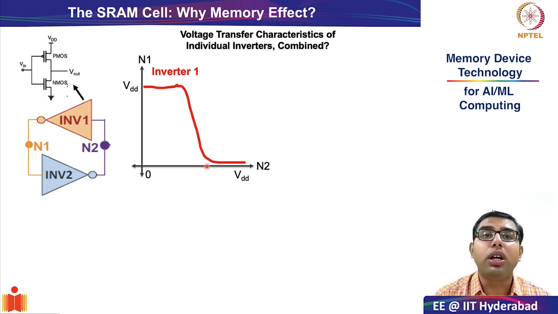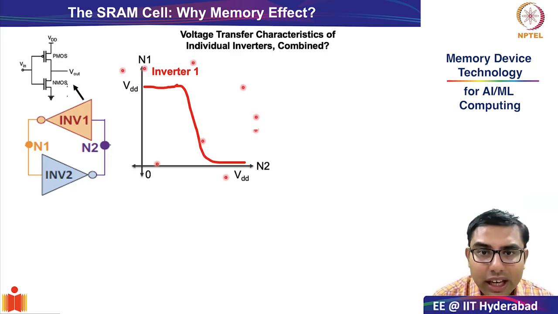The gain of the inverter, which is actually determined by the subthreshold swing of the individual transistors, is finite, and this is the characteristics of a real CMOS inverter.